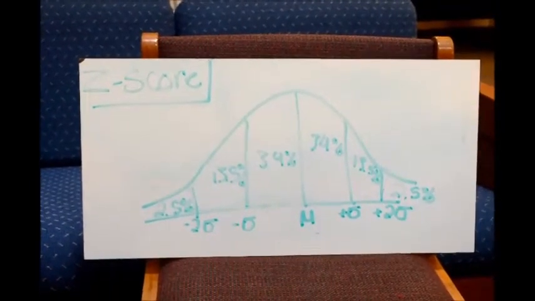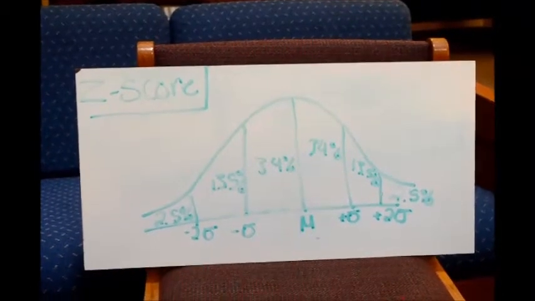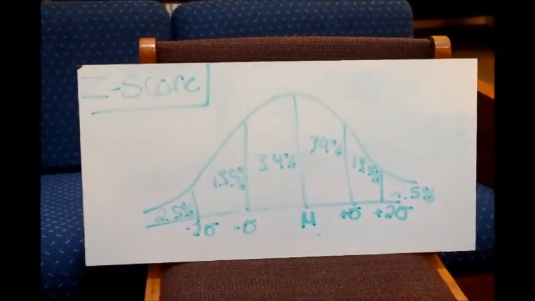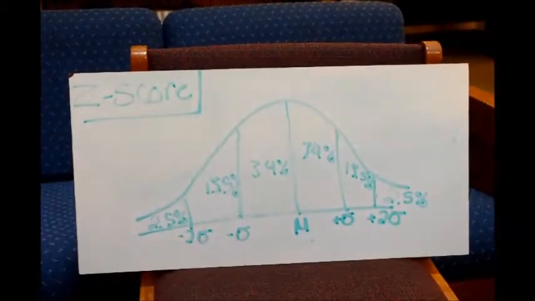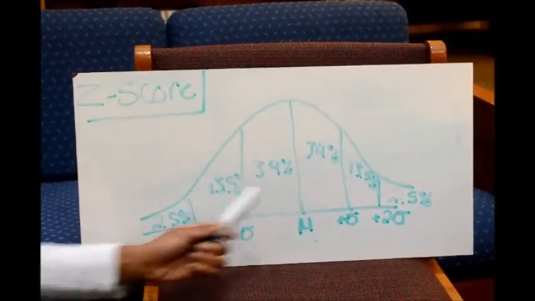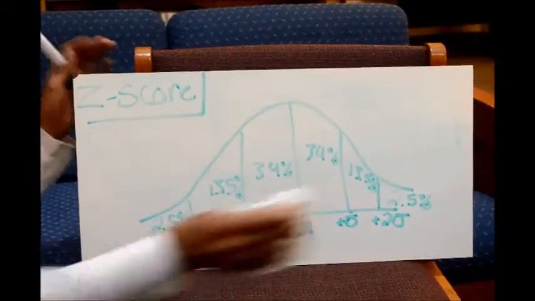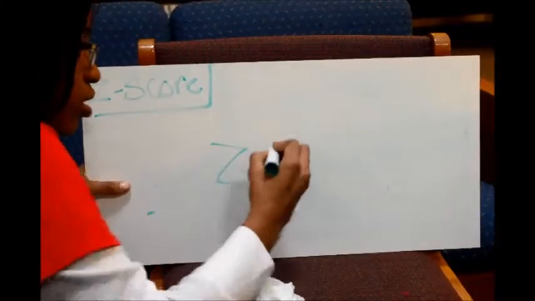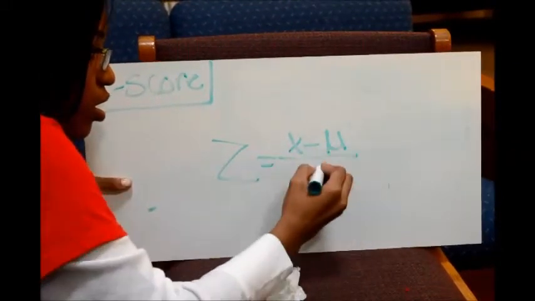To understand z-scores, you must be familiar with a bell curve. The bell curve is perfectly symmetrical and is divided into 6 sections. In the center of the bell curve is the mean of the data set. 68% of the data falls within one standard deviation of the mean, and 95% falls within 2. One z-score is equal to one standard deviation. At the mean, the z-score is 0. To calculate the z-score, use the formula z equals x minus mu over sigma.